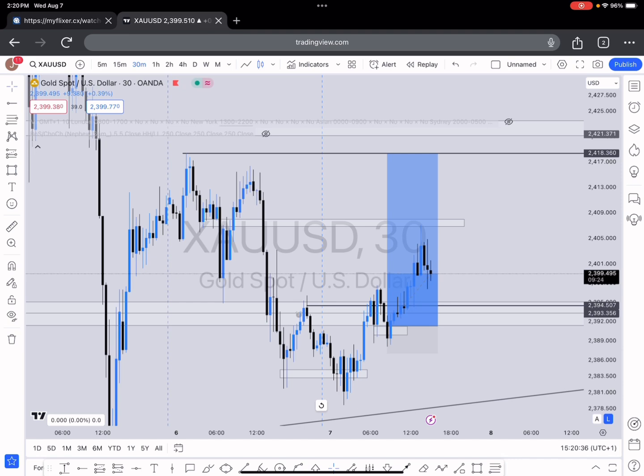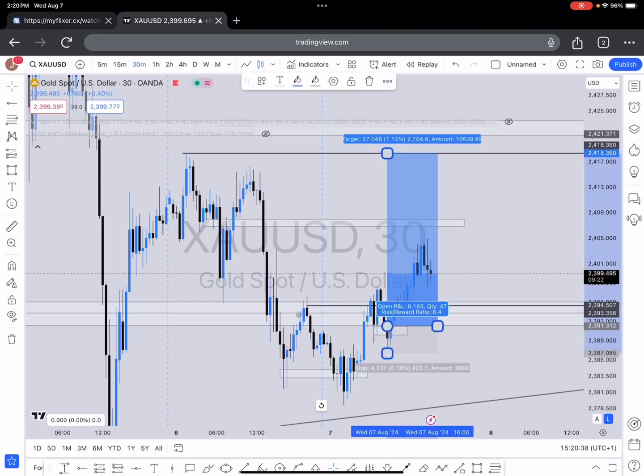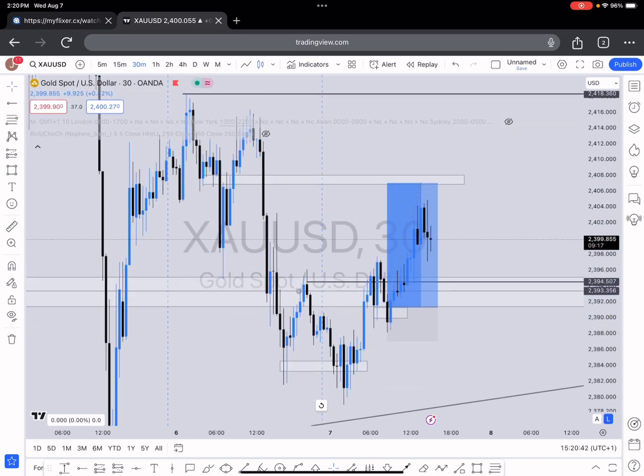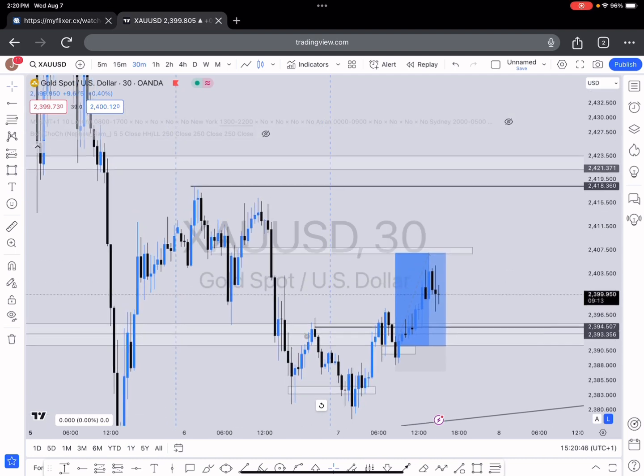I was targeting this high, but after seeing price rejecting at this key area where we had a breakout here, I had to tell my members to close at 150 pips. So you can see that it was a 1:3 setup, right? So this was how I was able to catch this move.